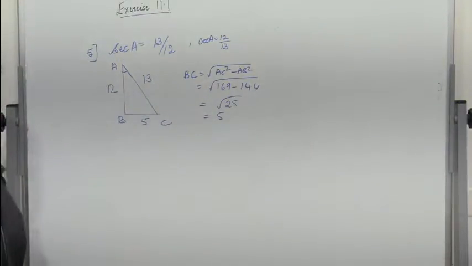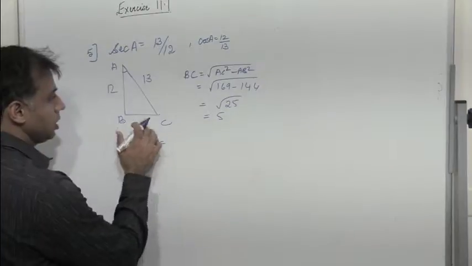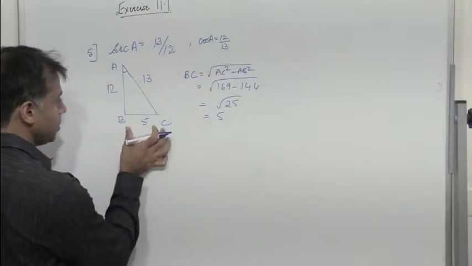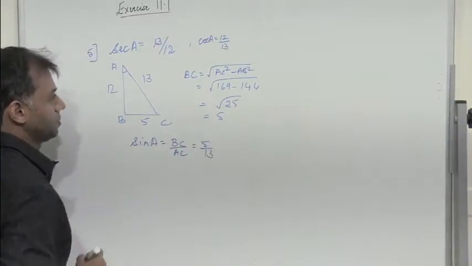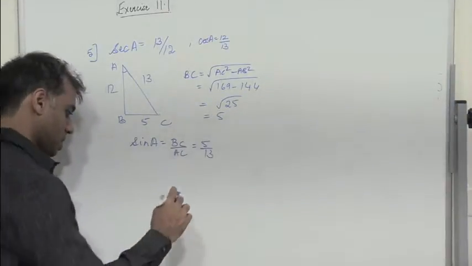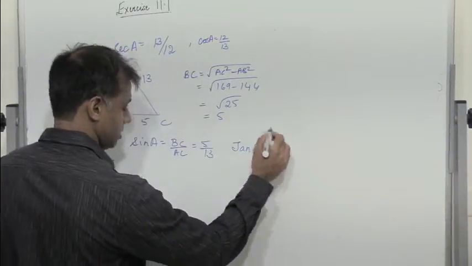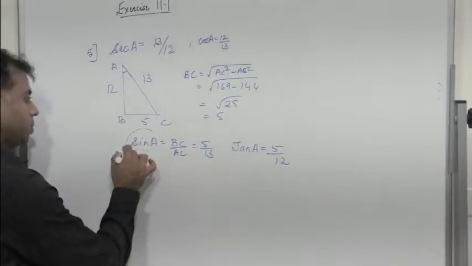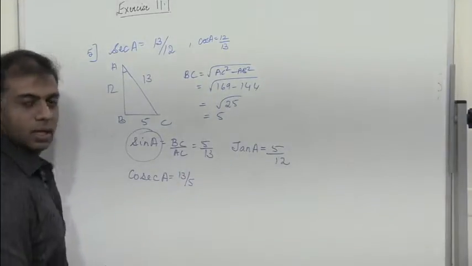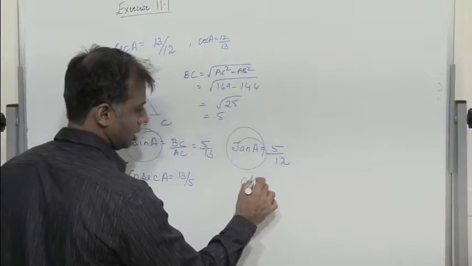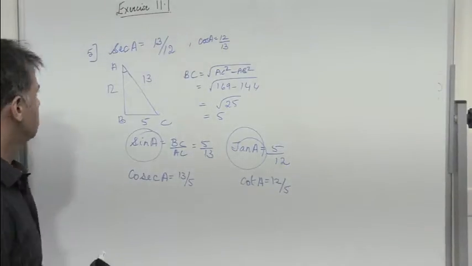Okay, so now we can find out all the values. So can you tell me what is sine A? Sine A is opposite side, so I will not write BC by AC, I'll write the values directly. Opposite side is BC by AC, which is 5 by 13. Okay, right? What is tan A? Tan A is opposite side 5 by adjacent side 12. What is reciprocal of sine A? Cosecant A, which is 13 by 5. And what is reciprocal of tan A? It is cot A, which is 12 by 5. Okay, so this completes the fifth problem.